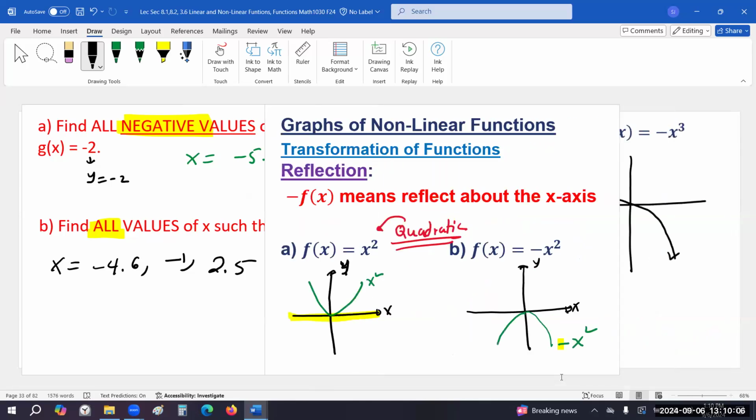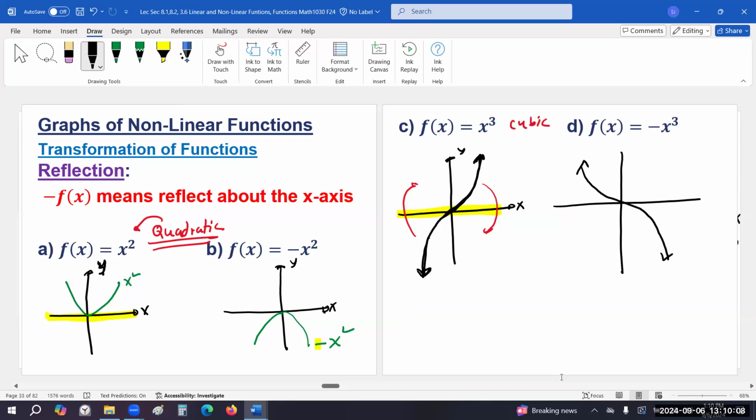Okay, now the transformation. So we have 3 types of transformation for now in this class. One is reflection, what you already seen. Reflection means just flip it. It becomes upside down. When you have a negative in front of the function, it means reflection about the x-axis. So you just flip things.